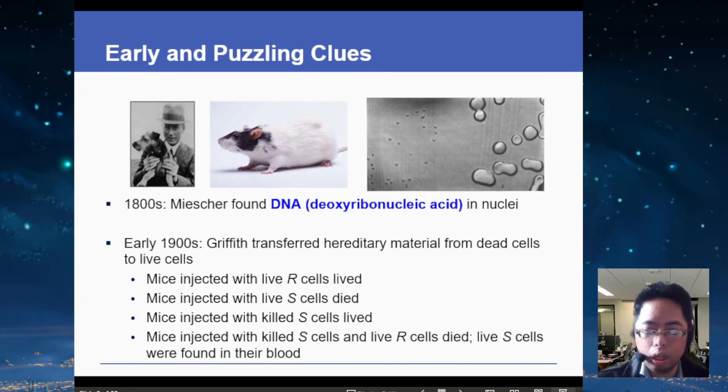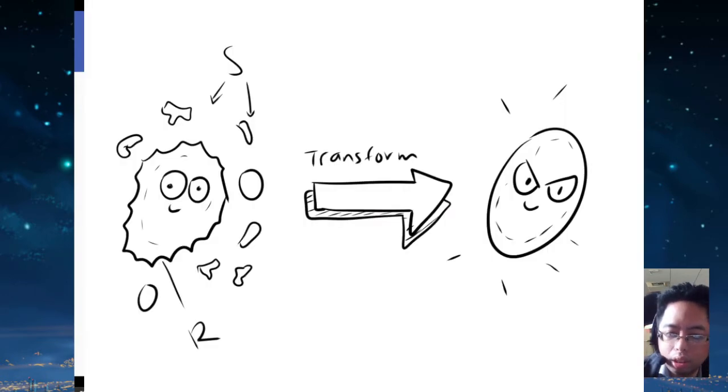He mixed the S cells, which are dead, with the live R cells. When this mixture was put into the mice, the mice died, just like they did with the S cells. After that, they did a post-mortem, opening up the dead mice. They found out that all of the bacteria that used to be R had now become S. From the rough, unarmored bacteria, it became a shielded, smooth bacteria. So they transformed. The dead cells somehow transformed the live cells.